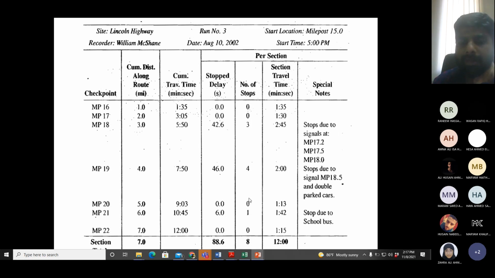Stop delay and number of stops, like I said, they are not cumulative. So if you take the summation of stop delay, you will have the total delay on the highway, and if you take the summation of the number of stops, you will have the total number of stops for the entire highway. And if you take the summation of this column now, because this is travel time for each section, you should get the last cumulative value again, which you are getting here. Okay, so I hope this was clear. There were no calculations except for one column.